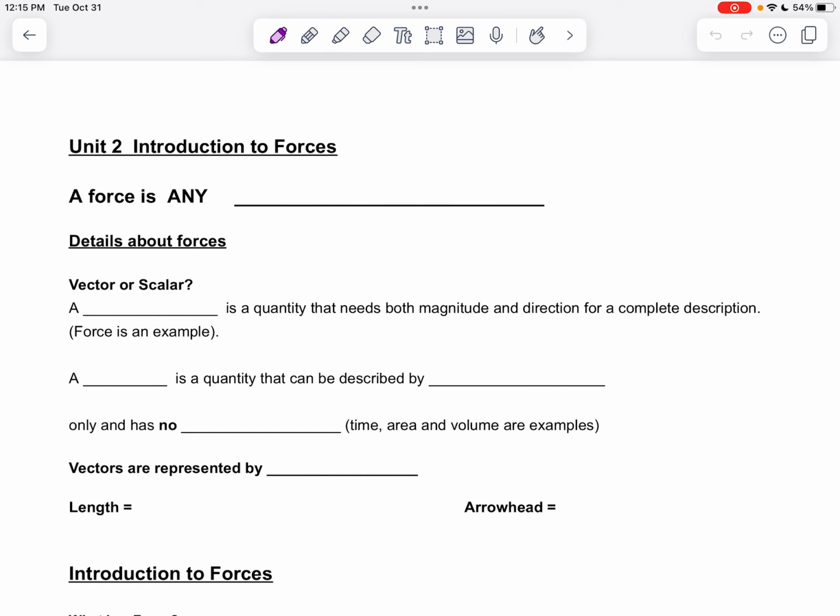So forces, we've been talking about forces a little bit so far, but we really are going to get into the detail of this. We've been talking a lot about forces when we talk about work, but we're just going to look at that from a different perspective. So force basically is any push or pull exerted on an object. So that's how we can recognize them.